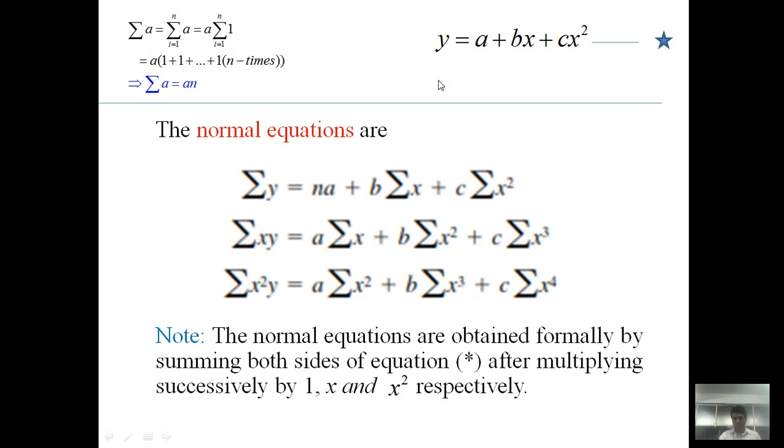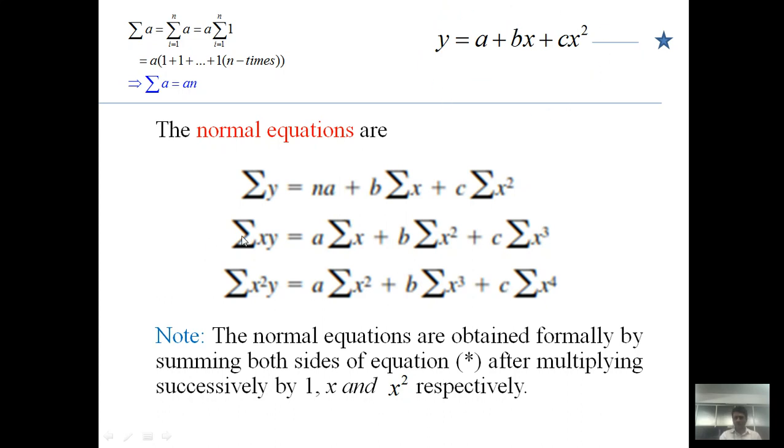So this first term, summation a, is an, or n times a. Now the second, summation of bx: b is constant, so b is outside, so b times sum of x. Summation of cx square: c is constant, so c is outside, and sum of x square. So the first normal equation is obtained just by multiplying by summation on both sides of this equation of the parabola.